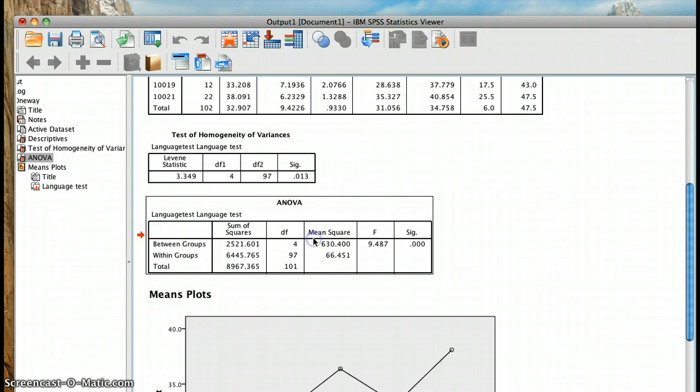Now we move on to the ANOVA, and you see that we compare the between group variation, a mean square of 630, with the within group variation, a mean square of 66. Right? So 630 divided by 66 is 9.48. So this is a quite large F ratio, and accordingly it's also significant. Right? The probability is smaller than 0.05. So this tells us that the variation between the groups is much larger than the variation within groups. So there is a significant difference between these classes.